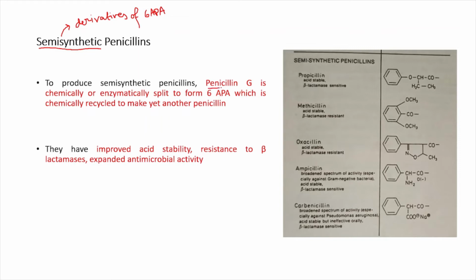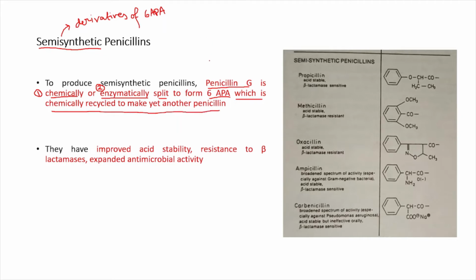Penicillin G, which is the most common naturally occurring biosynthetic penicillin, is split enzymatically or chemically. So you can do this by either of the two ways: either you can use the chemical method, or you can use the biological method. By either of the two processes, penicillin G is split to form 6-APA, 6-amino penicillanic acid, which is then chemically recycled to make yet another penicillin, another strain of penicillin.